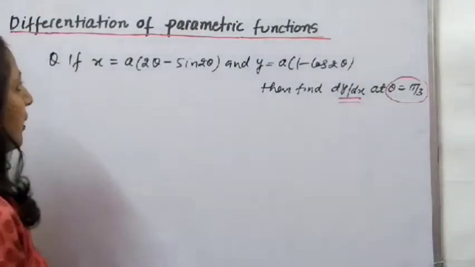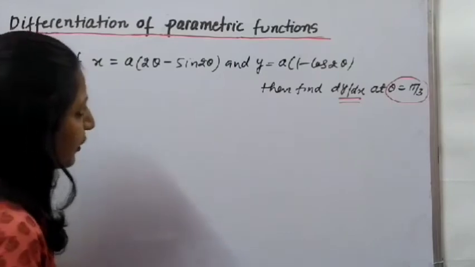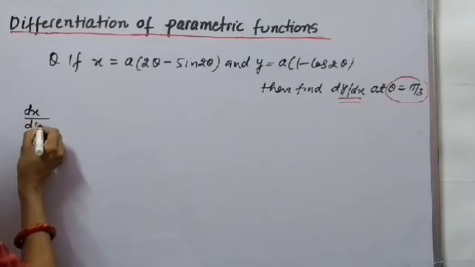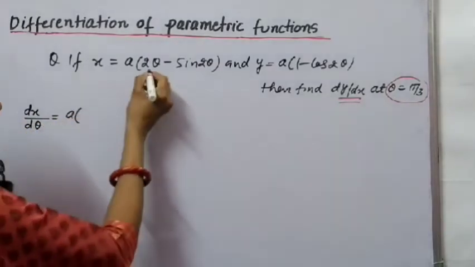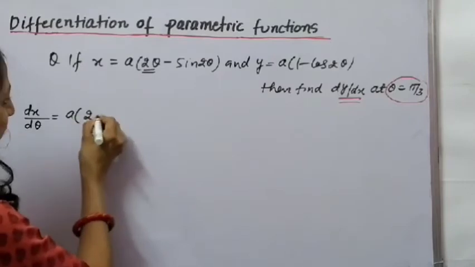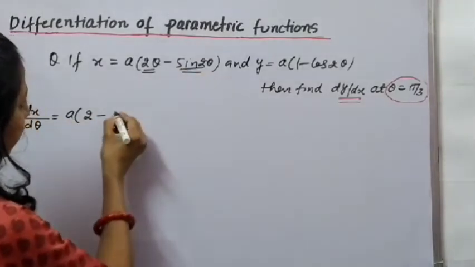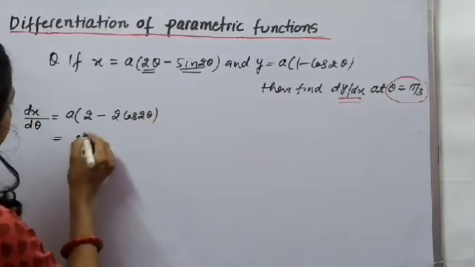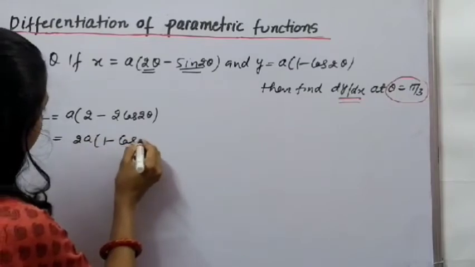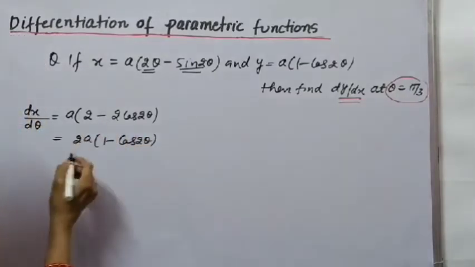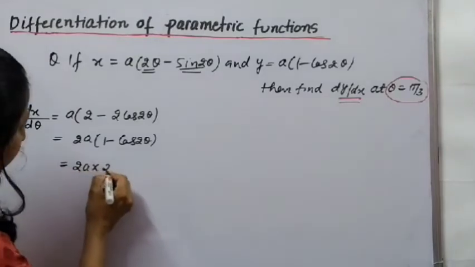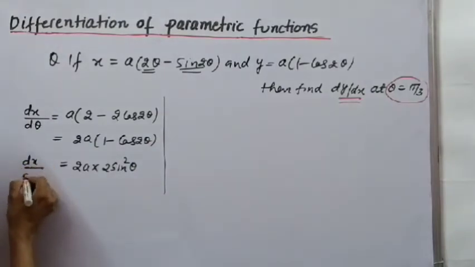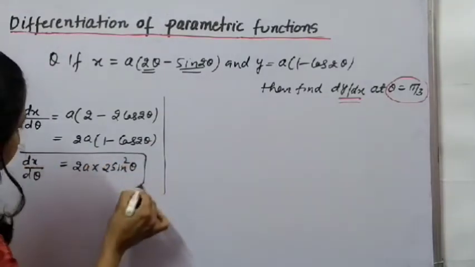So let us start. First of all, differentiate x with respect to theta and then differentiate y with respect to theta. So dx upon d theta is equal to a(derivative of 2 theta, which is 2, minus derivative of sine 2 theta, which is 2 cos 2 theta). Take common 2. It will be 2a(1 minus cos 2 theta), and 1 minus cos 2 theta is equal to 2 sine square theta. So that is the value of dx upon d theta.